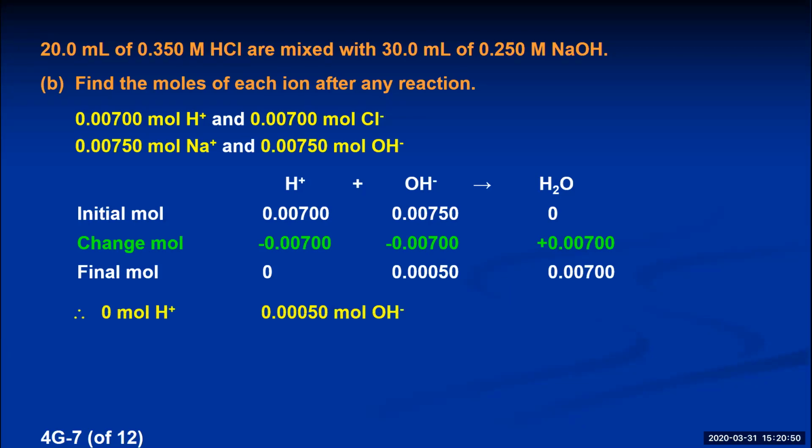So therefore, the moles of hydrogen ions left in the solution is 0. The moles of hydroxides get reduced to 0.00050, and the sodium ions and the chloride ions remain unchanged, 0.00700 moles of chloride and 0.00750 moles of sodium ions.